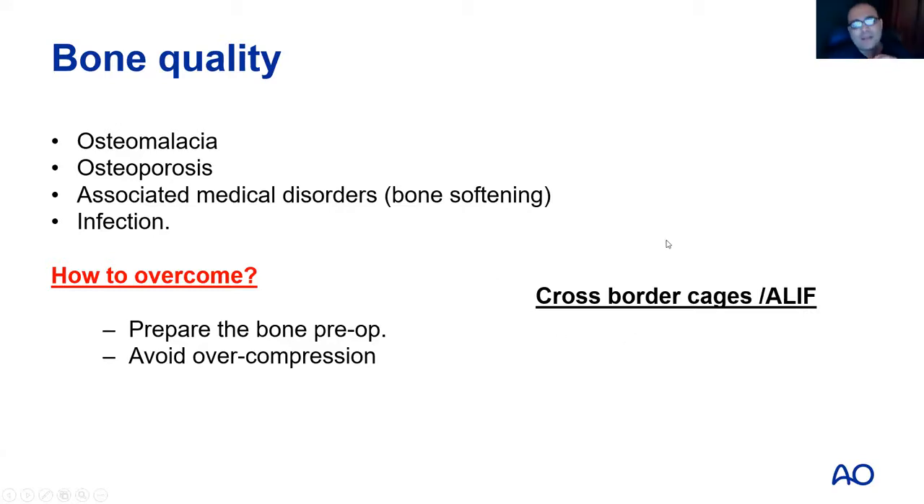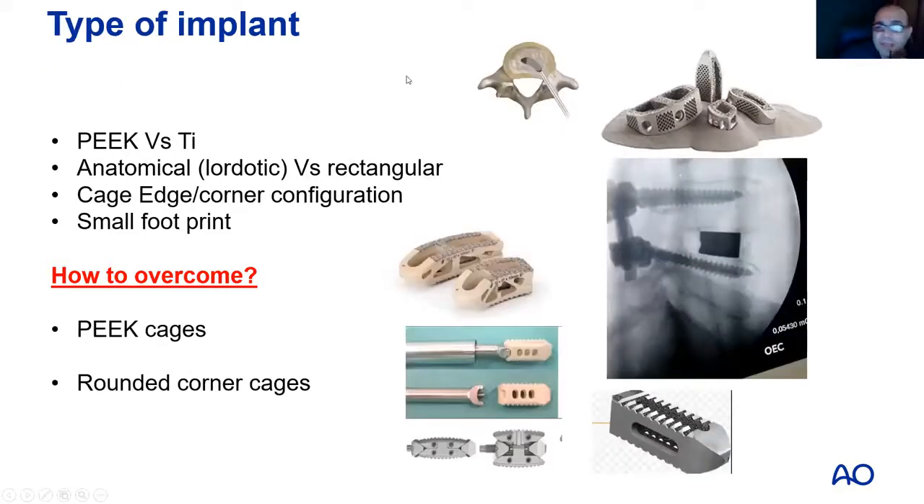And this is a merit of applying a cross-border cage, a bigger cage, through anterior approaches like ALIF or OLIF or anterior-to-psoas approaches, which is very helpful in osteoporotic cases. Regarding the type of implant, of course, don't put a small implant with a small footprint. Cross-border cages, bigger cages, are much better. PEEK has a modulus of elasticity near or similar to the bone, so it can be better for subsidence, unlike titanium.